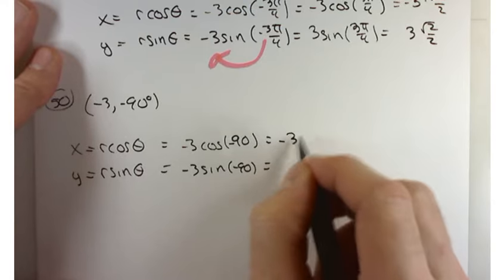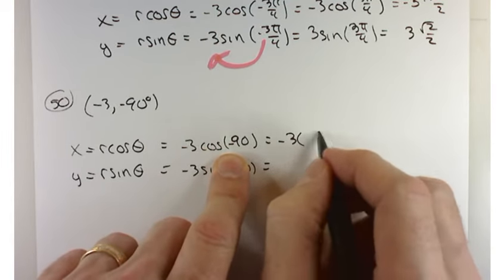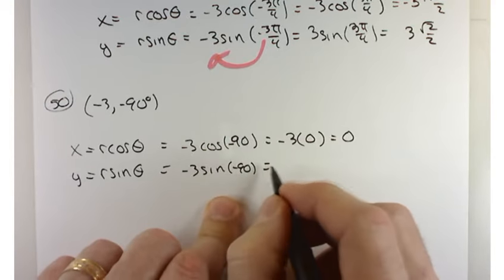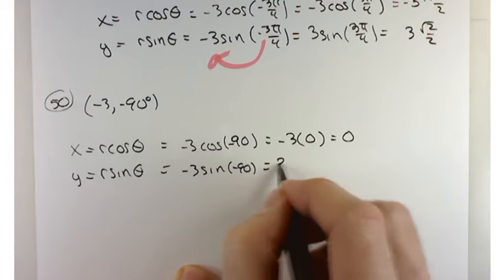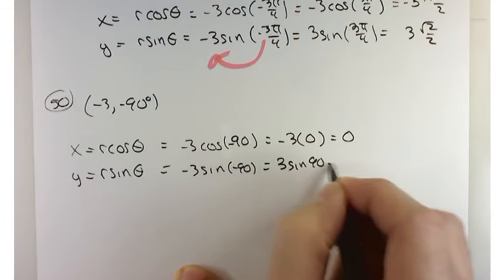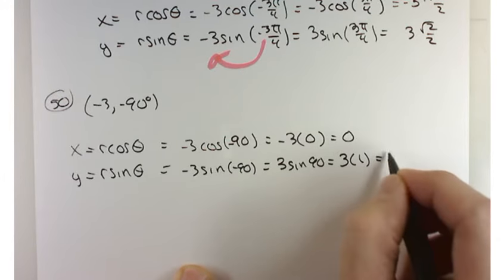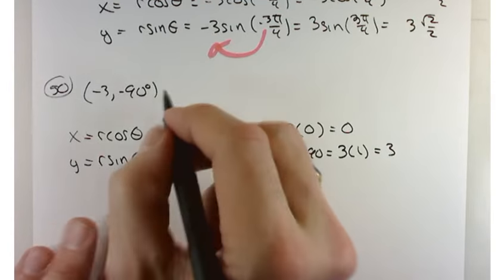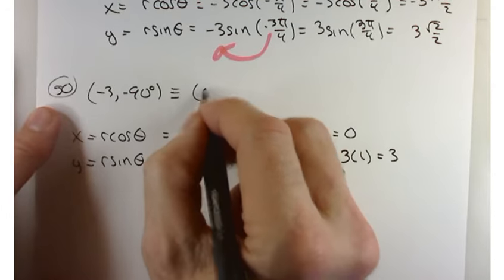What's the cosine of 90 or negative 90? 0. And the sine, it's an odd function, so that's 3 times the sine of 90. What's the sine of 90? 1. So 0 and 3 would be the equivalent in x and y. 0 and 3.